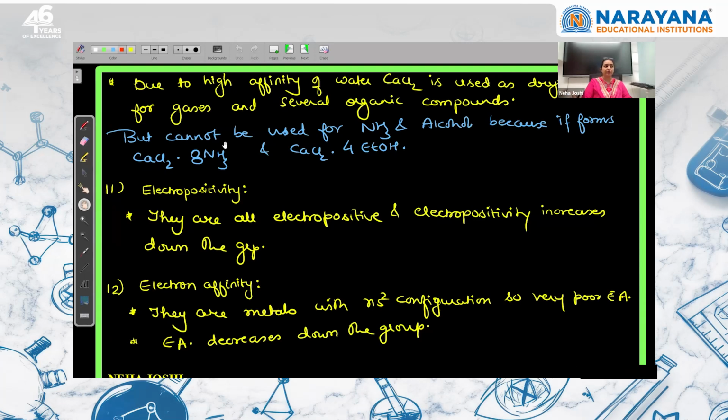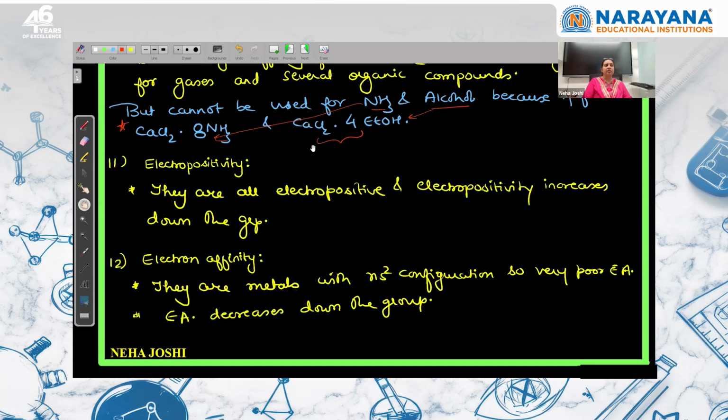Due to high affinity for water, CaCl2 is used as a drying agent for gases and several organic compounds. But, this is important, it cannot be used for ammonia and alcohol, because instead of dehydrating them, it itself forms adducts: CaCl2.8NH3 and CaCl2.4EtOH. So you cannot remove water from them. They react with the very compounds from which we wanted to remove water, so you cannot use it to dehydrate these two types of compounds.